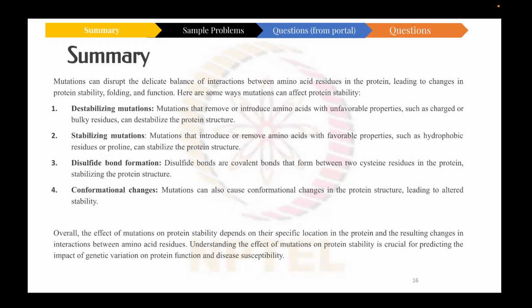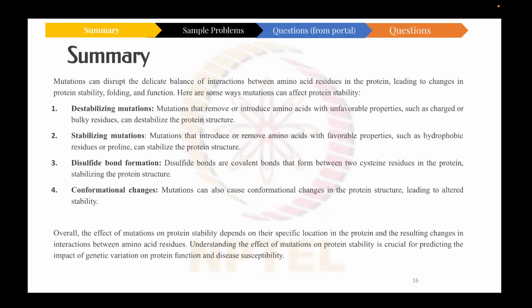So mutations can affect protein stability in several ways. Proteins are complex structures that fold into 3D shapes to carry out their biological functions. Mutations can disrupt the delicate balance of interactions between the amino acid residues in the protein, leading to changes in protein stability, folding, and function. Here are some ways in which mutations can affect stability.